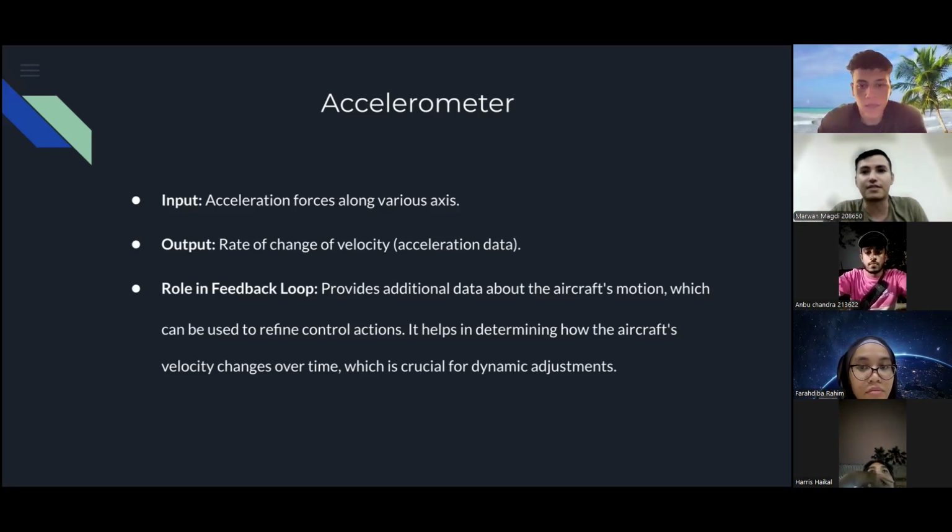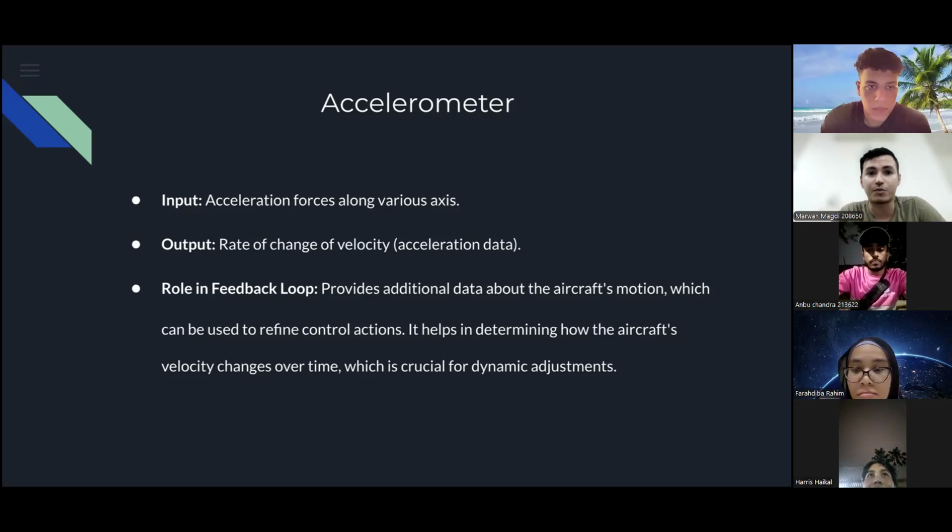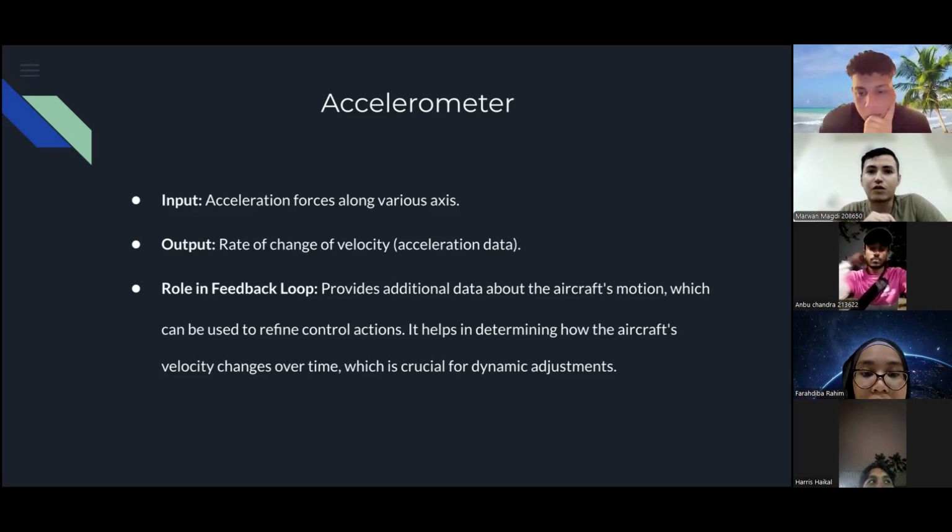By integrating these sensors, the control system ensures accurate readings, monitoring, and response. So let's go on to the first one, the accelerometer, which measures the acceleration forces along different axes, and it also provides data for the rate of change of the velocity. This information is important to monitor for control actions and to make different adjustments for the aircraft's movement and to ensure smoothness for precise altitude control.